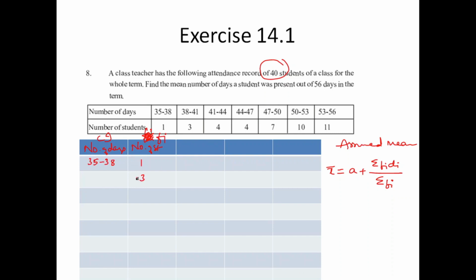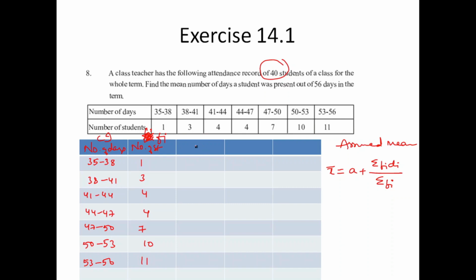That needs this table: 3, and 4 for 3 against, 50 to 53 against, 53 to 56. So here we have 11.